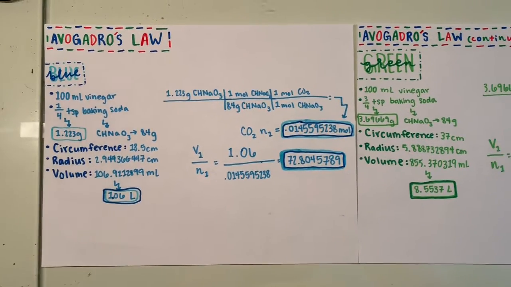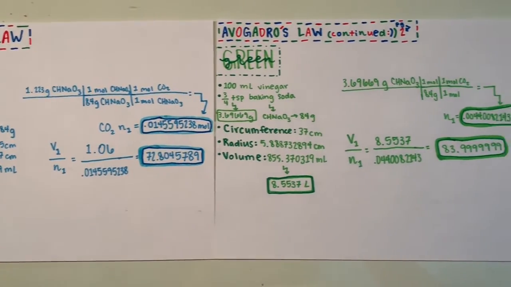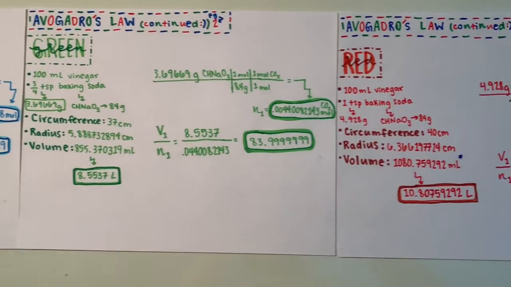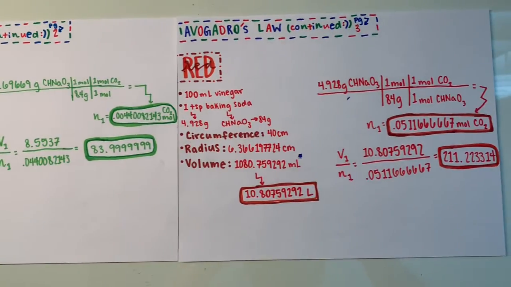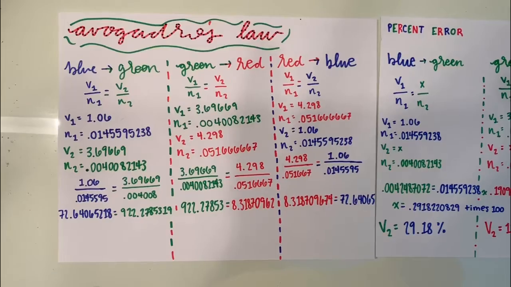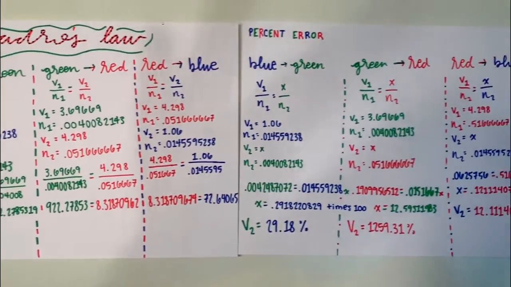These are my calculations for Avogadro's law, blue, green, and red, which corresponds to the 1, 2, and 3. And then this is my percent error for all of those.